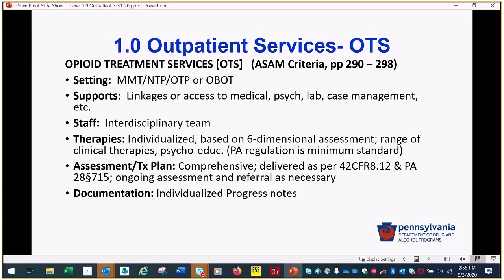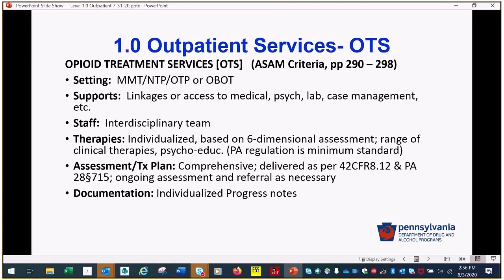Either of these settings, an OTP or OBOT, falls under strict federal and state guidelines for operation. Waivered physicians operate under their own medical licenses, while OTPs are licensed by DDAP under the 715 regulations, and therefore DDAP only has oversight of those programs which it licenses. The biggest differences for OTPs or NTPs and aligning with the ASAM criteria has to do with meeting the clinical therapeutic needs of the individual.